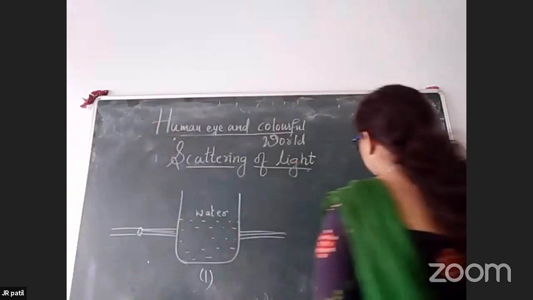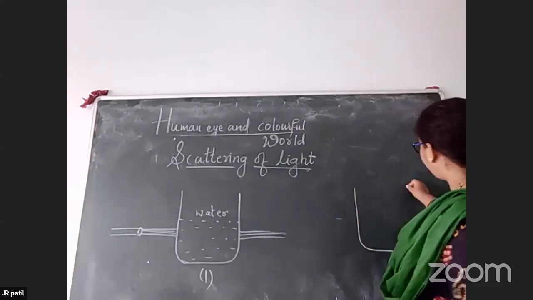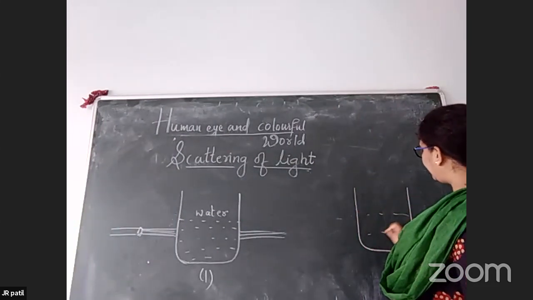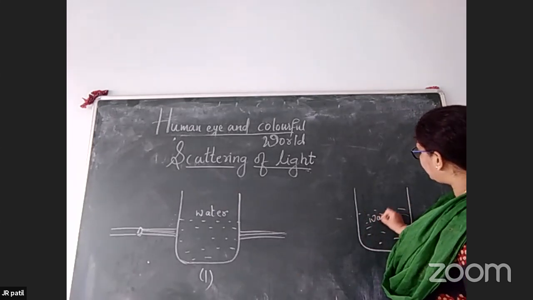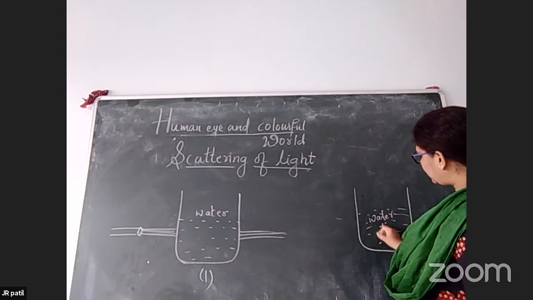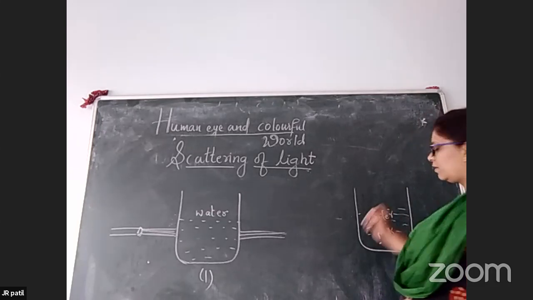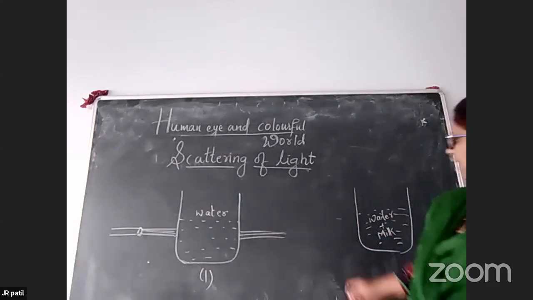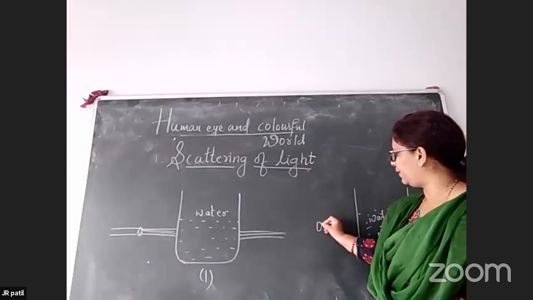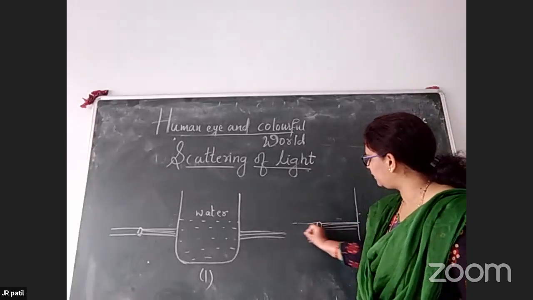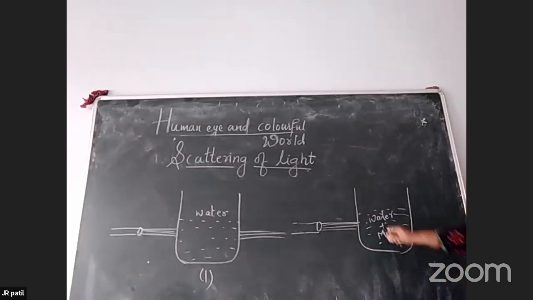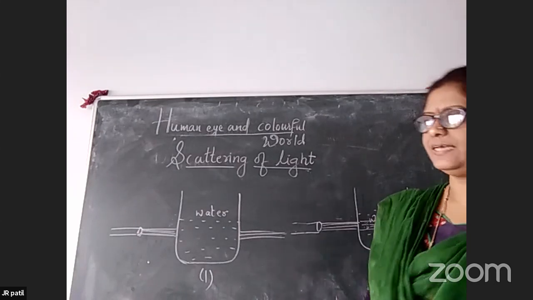In the next case, again, that beaker is there, water is there in that beaker already. In that, I will add a little bit of milk. Water plus milk. A little bit of milk I will add, and then I will do the same experiment like this. I will keep the laser light here and try to pass it from here. Now see what I have done. The light is visible.